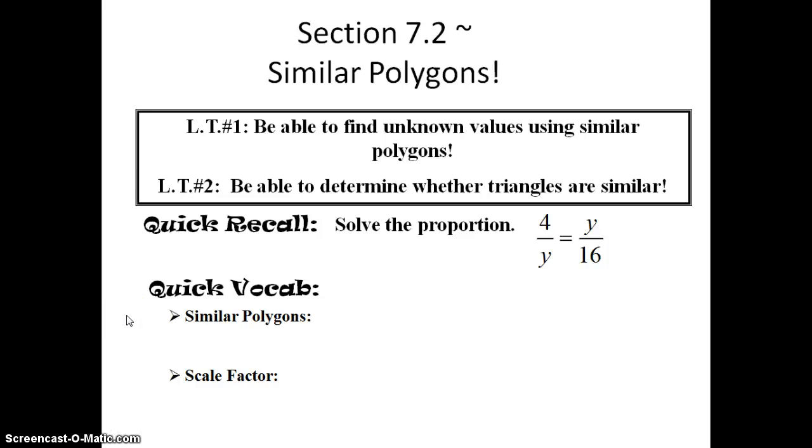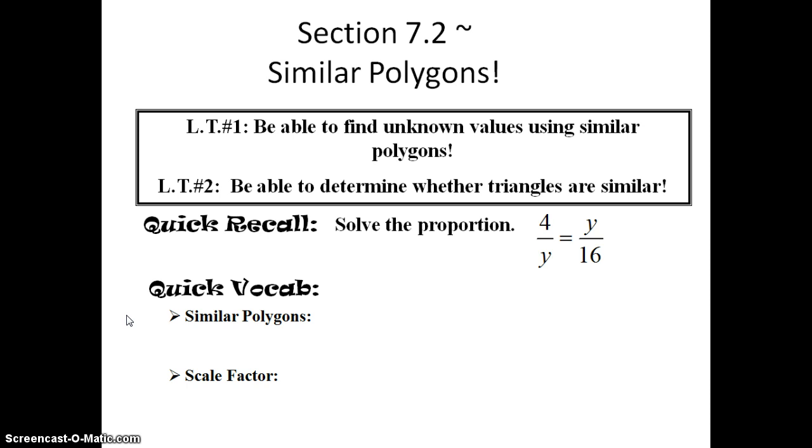Hi class, today we're going to learn about section 7.2 Similar Polygons. We have two learning targets today. The first one, be able to find unknown values using similar polygons. And the second one, be able to determine whether triangles are similar.